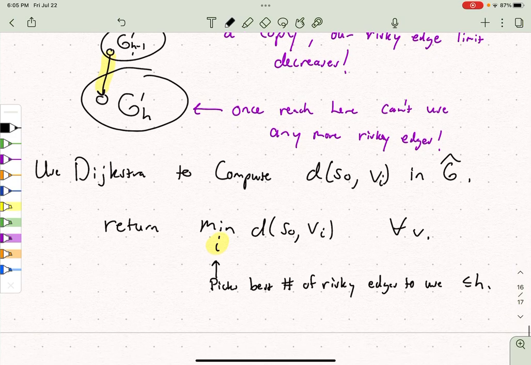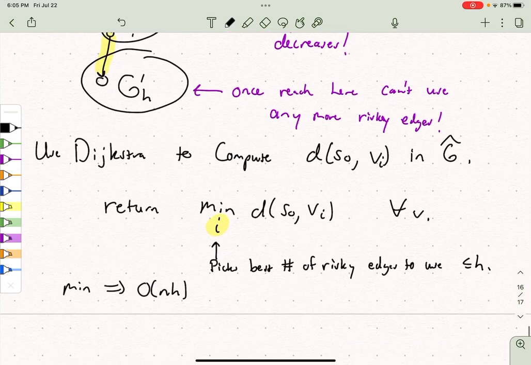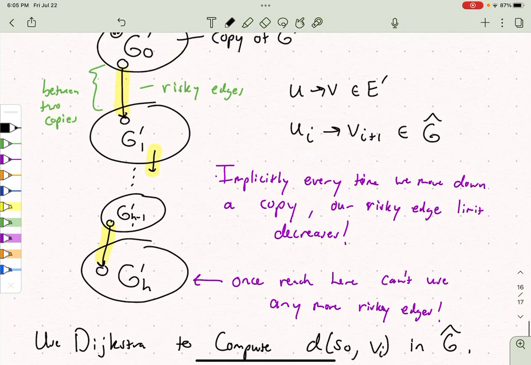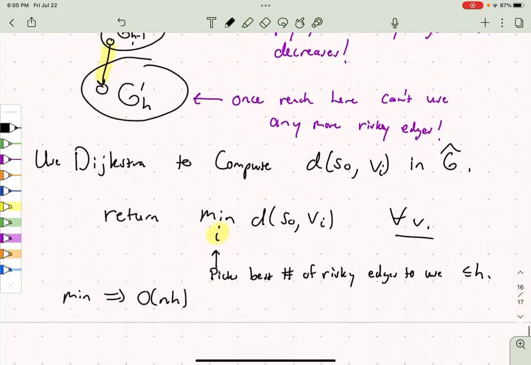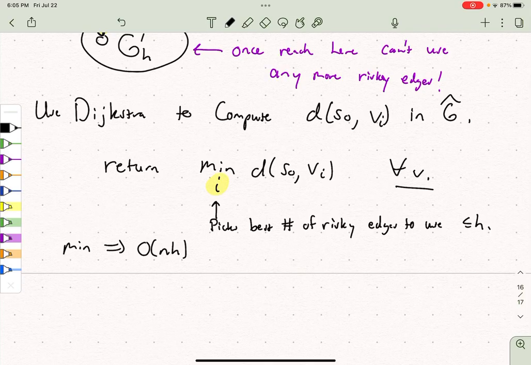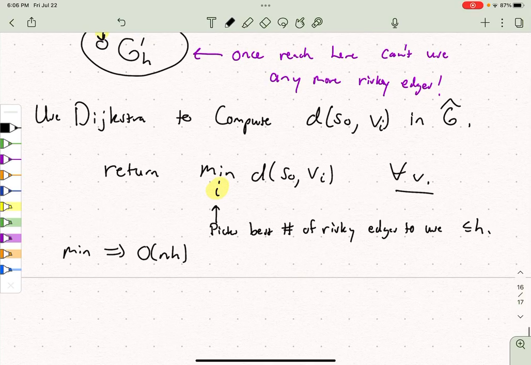Now, what's the running time of this algorithm? The final min is going to be O of H for every possible node. So in total, the min part will be O of N times H. We loop over every possible node V, and also have to loop over every possible i, of which there are H plus 1 specifically, but O of H of them. So that part's O of N times H.